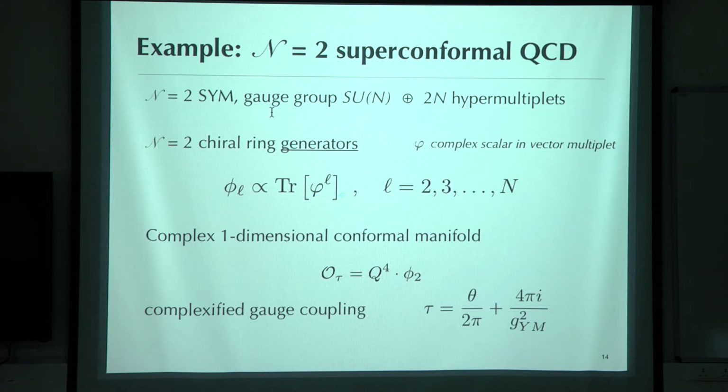Now, notice that there is a single operator with scaling dimension 2, trace phi squared, and for that reason, I have a complex one-dimensional conformal manifold. So just like in N=4 super Yang-Mills, there is a single exactly marginal direction. And you can check in the Lagrangian formulation of this theory that the corresponding coupling is the complexified gauge coupling, just like in N=4 super Yang-Mills theory.